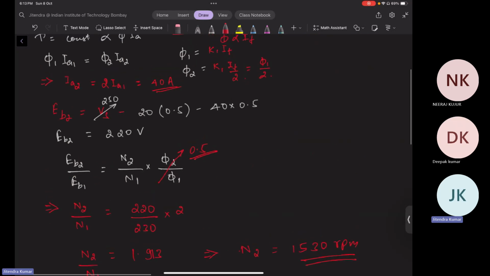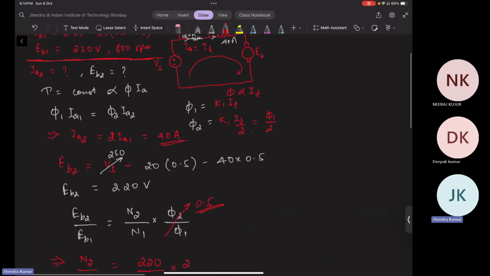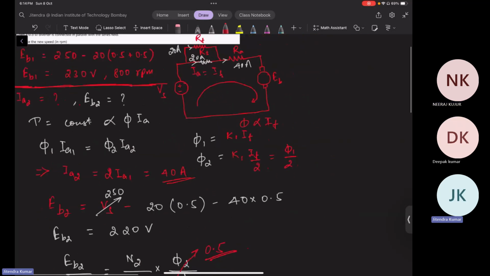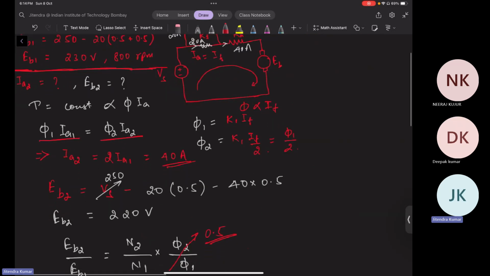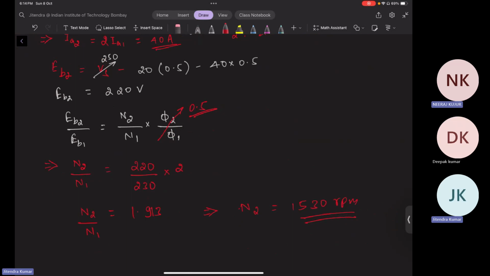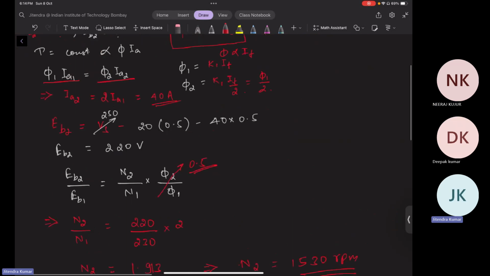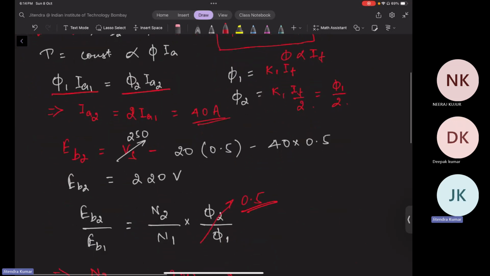So I hope it is fine, but did we commit any mistake in this problem? No, I guess we did fine, right? Let us summarize again that since phi 1 into IA1 is equal to phi 2 into IA2, so we are good. Any doubt in this? I think it is fine. Next, in this problem also we needed to compute the armature current. So the armature current in the second case we have already found, that is 40 ampere.